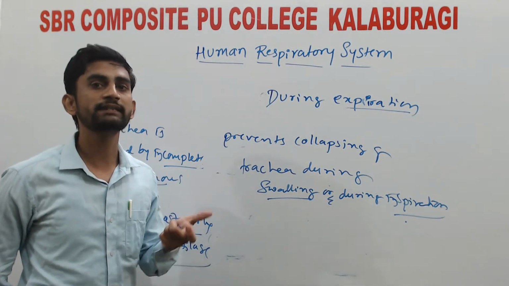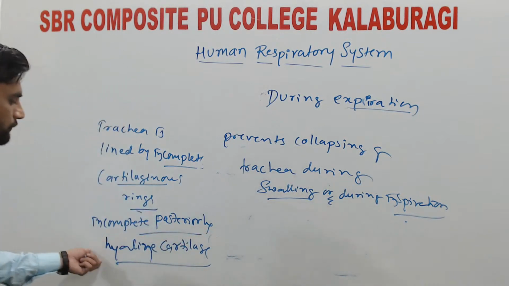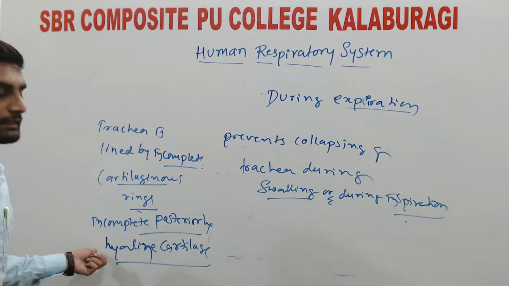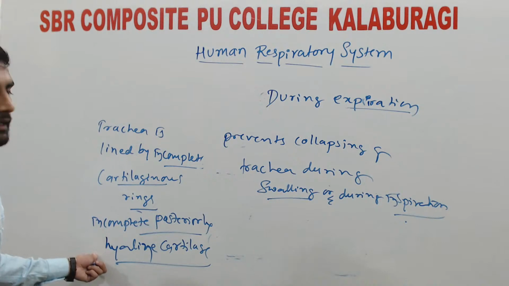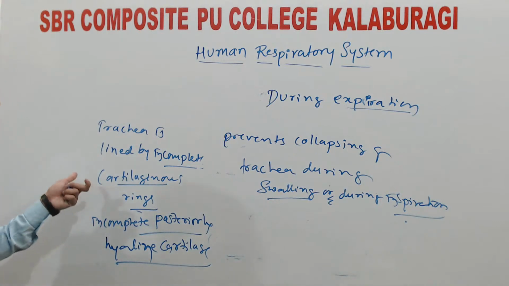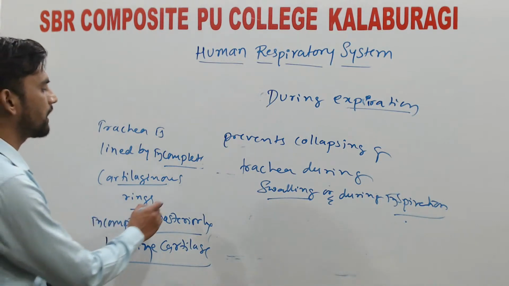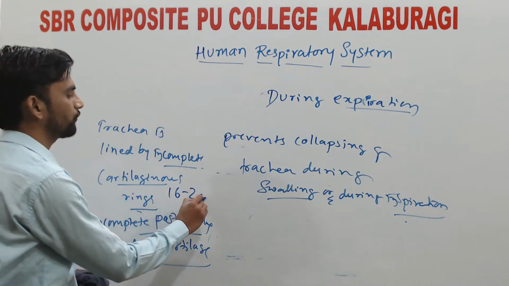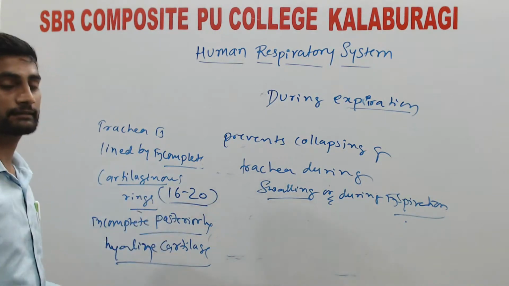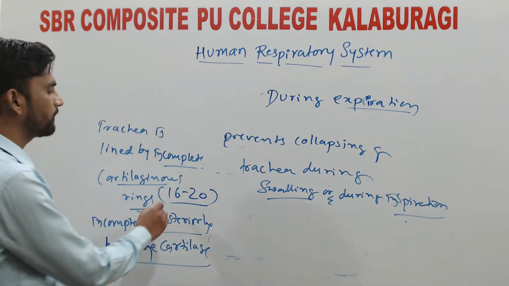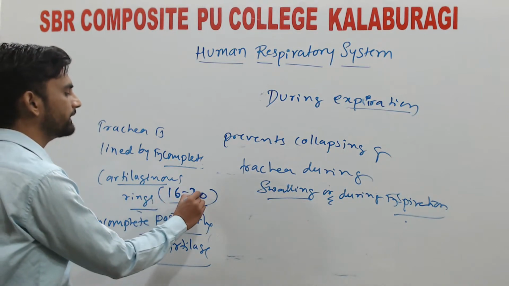How are these made up? You should remember that. Those cartilaginous rings are made up of hyaline cartilage, and these cartilaginous rings are 16 to 20 in number. This number is also very important. So the number will be 16 to 20.